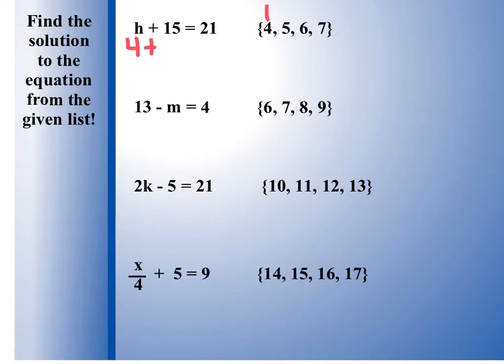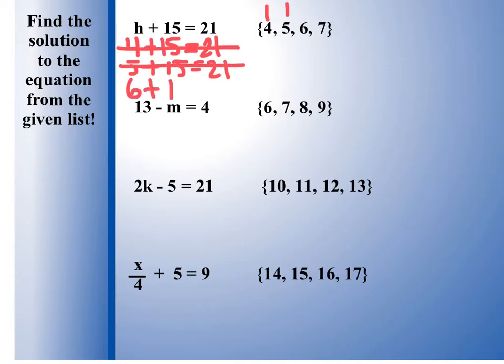So if I take 4 plus 15, I want to know if that equals 21. No, that does not. So then I try the next one. 5 plus 15, does that equal 21? Nope. However, 6 plus 15 does equal 21, so I can say that H is equal to 6. Using that same process, go ahead and try the next 3 problems. Pause the video and then play the video to check your answers.